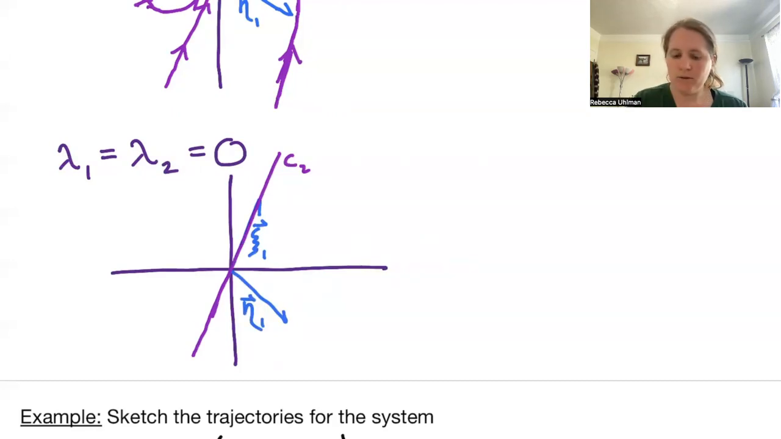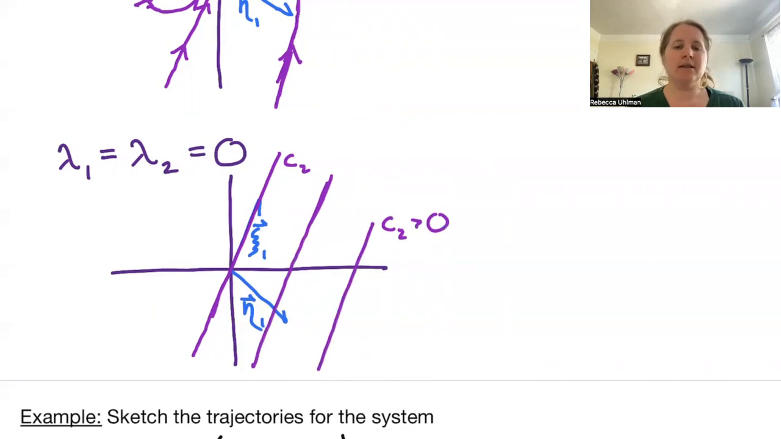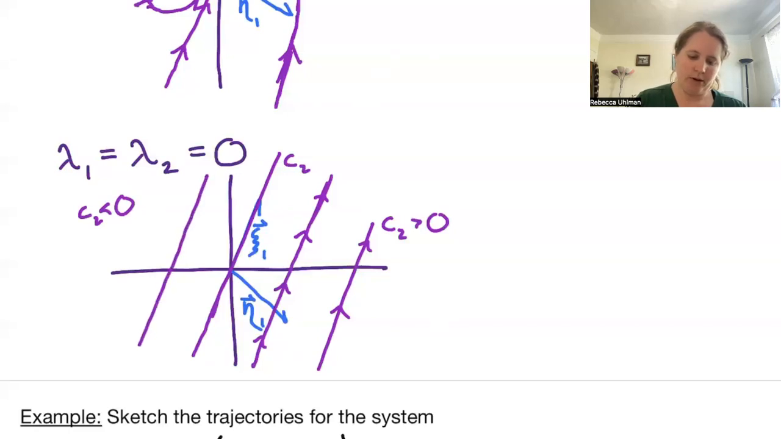For C2 greater than 0, essentially we're just going to have a bunch of parallel lines running parallel to psi1. And in this case, they are going to head in the direction of psi1 as time passes. Then for C2 less than 0, the side not containing eta, we will once again have parallel lines, this time heading in the opposite direction of psi. So these are the various cases that we can wind up with when we have that repeated eigenvalue with eigenspace of dimension 1.